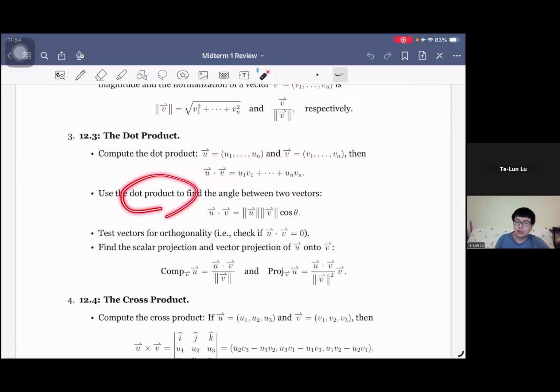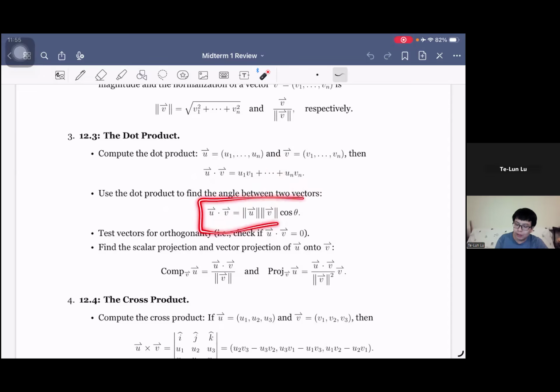And we also know that geometrically, the dot product can be used to find angles because it can be represented as the magnitude of u multiplied by the magnitude of v multiplied by cosine theta, where theta is the angle between u and v. So in some sense, you can find the angle between u and v by dividing u dot v by the magnitude of u times the magnitude of v, right?